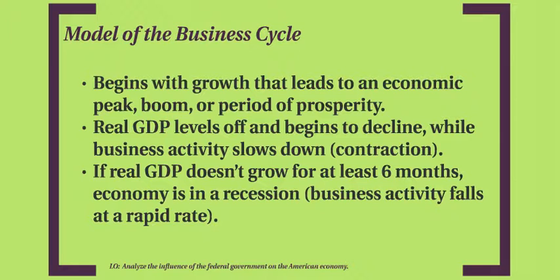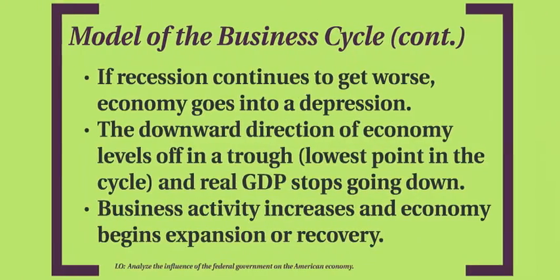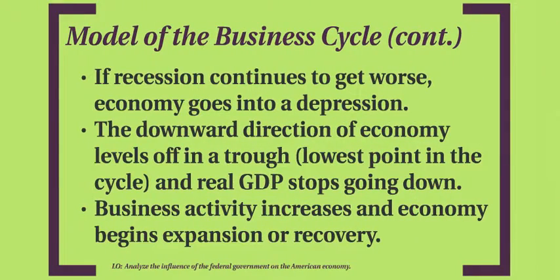Now, that's the official definition of a recession: 2 consecutive quarters, which would be 6 months, of negative economic growth, meaning the economy is not growing, but rather it's shrinking, or GDP is going down. If the recession continues to get worse, the economy goes into a depression, which is nothing more than a severe, prolonged recession. The downward direction of the economy levels off in a trough, which is the lowest point in the cycle, and then the real GDP stops going down. Business activity increases and the economy begins expansion or recovery.